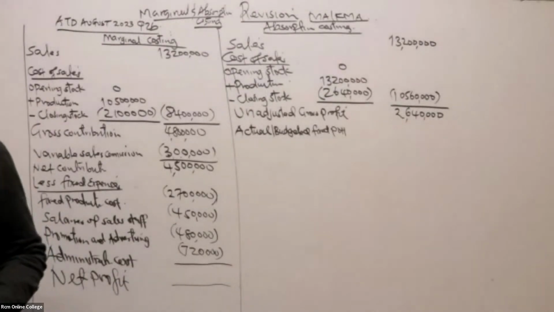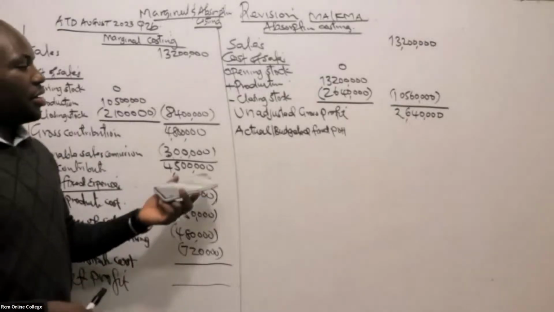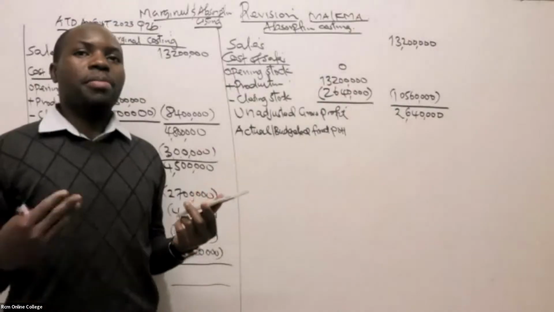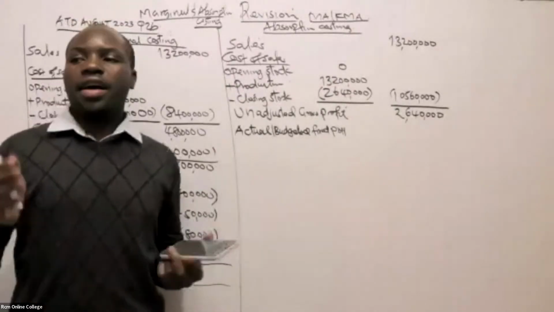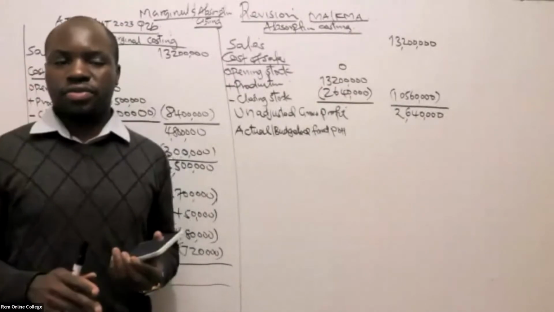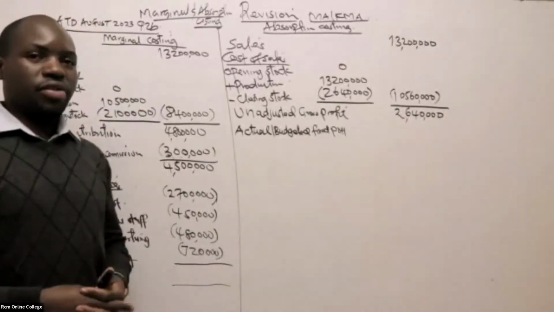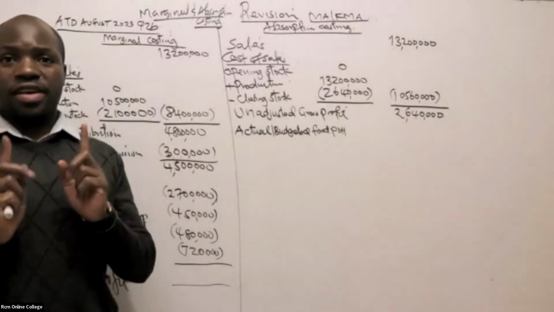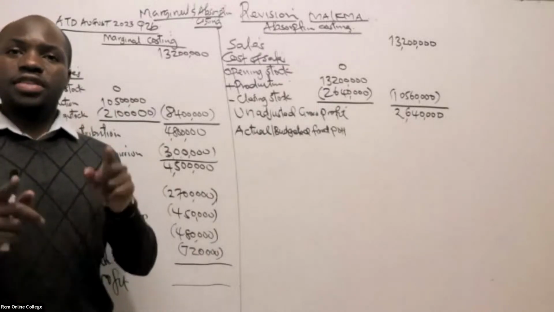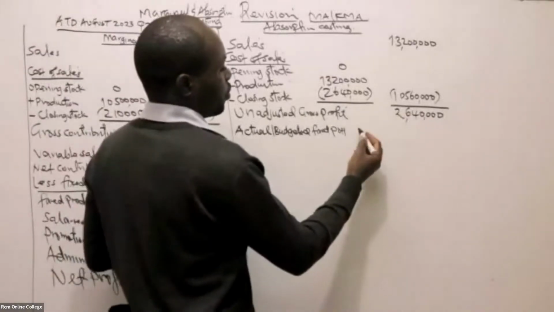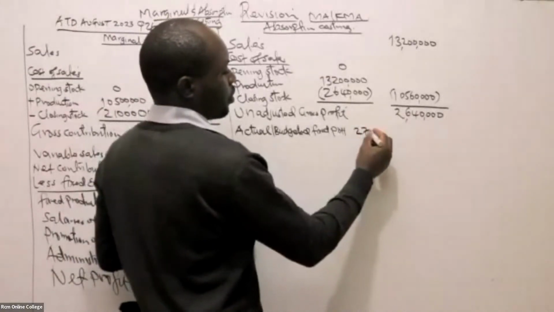Good, sorry for that. So if I don't have actual, that's when I will go for budgeted. But if I have the two, I simply go for actual. Do we have actual budgeted fixed production overheads in our question? We don't have actual. So what is given there is the budgeted, and that's what we now take in place of actual fixed production overheads.